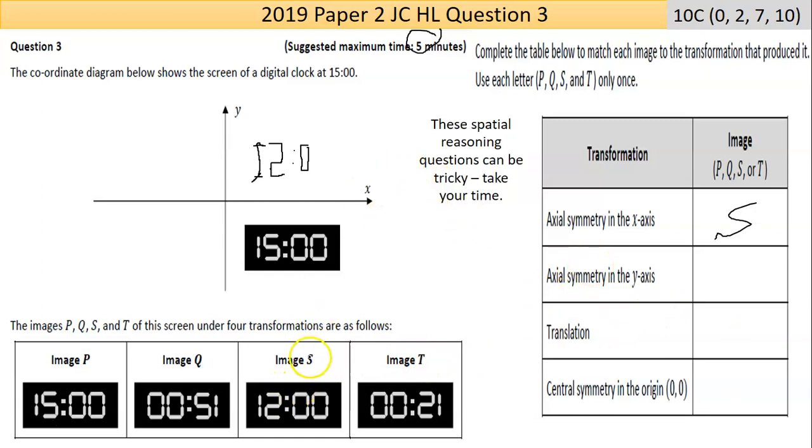So that's S. Now axial symmetry in the y-axis. This is the y-axis. It's going to go onto the axis the same distance on again. So that's the 1. Now the 5 is going to flip around, looking something like this. I apologize, the mouse is really hard to control. And then the 0, 0 would be over here. So if I'm not mistaken, that's that one, so that should be T.